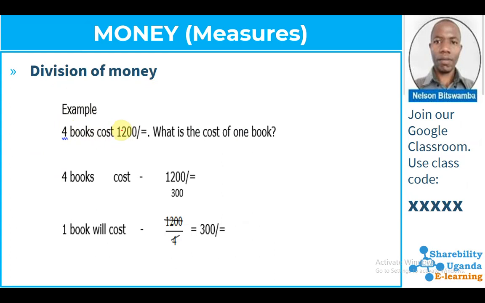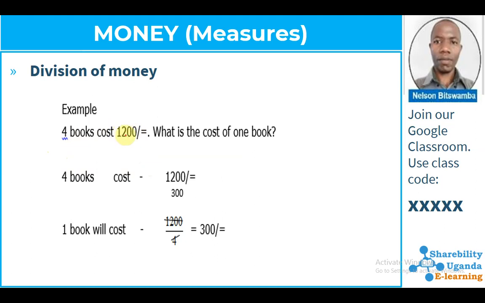It is saying, 4 books cost shillings 1,200. What is the cost of one book? They are saying 4 books cost this, so they want us to find the cost of one book. So you can see that they are telling you 4 books are costing 1,200. Now they want you to find the cost of one book.